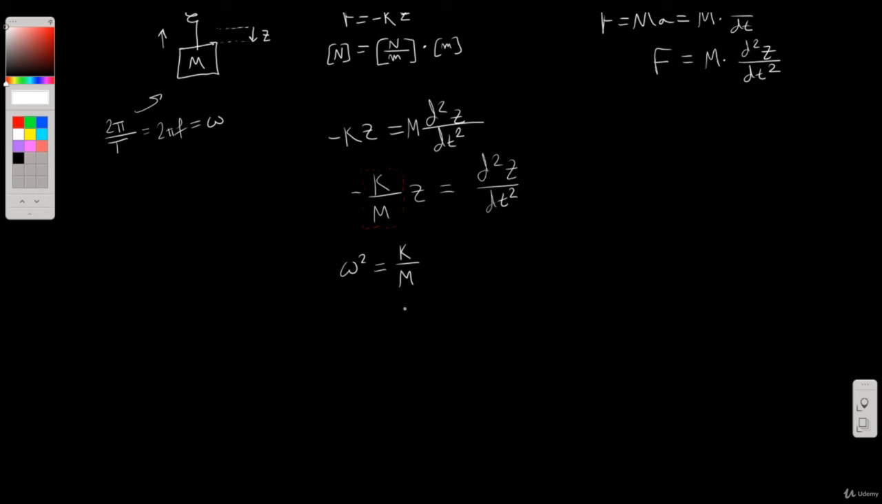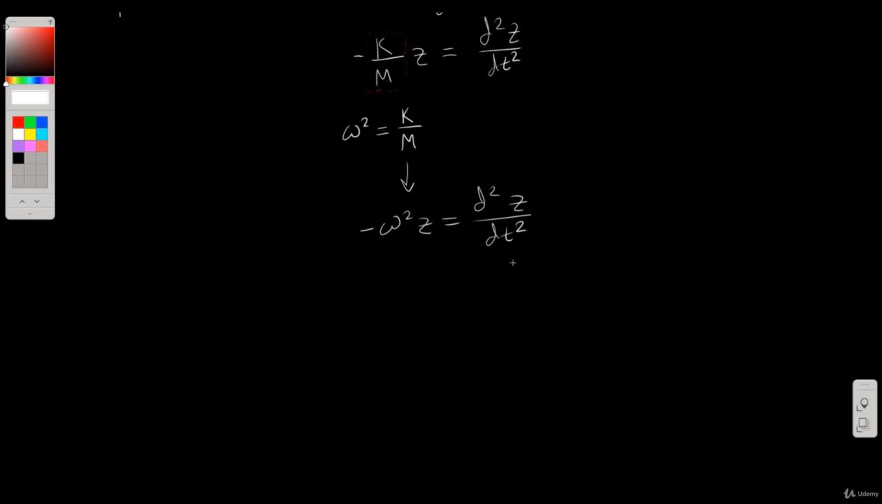And so we can rewrite this equation as minus omega squared z equals d²z/dt². This form of the equation right here, in case some of you haven't noticed or gone through this, is an eigenequation.